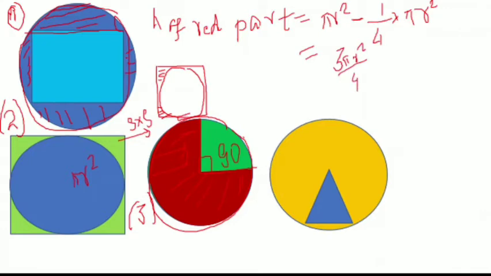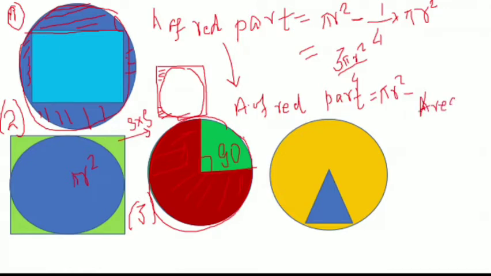Okay, but if it is not a quadrant, if it is a sector, then how can we find out the area of this red portion? Area of the red part. So what will this area be? Area of the circle, which is pi r square, minus area of the sector. For the sector, you must be given some angle so that you can find out the area of the sector.